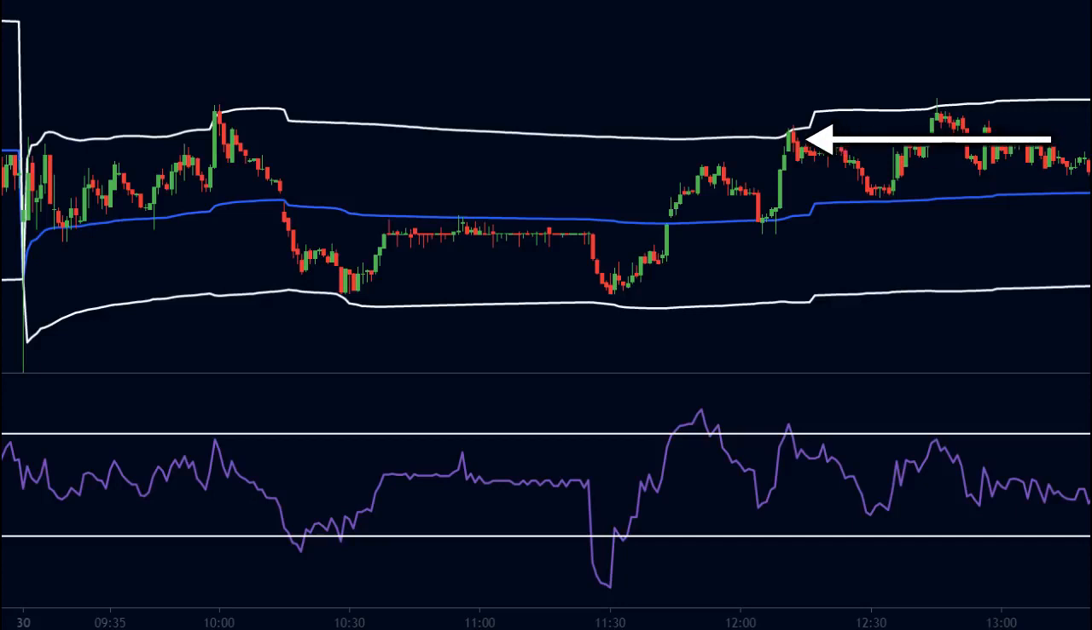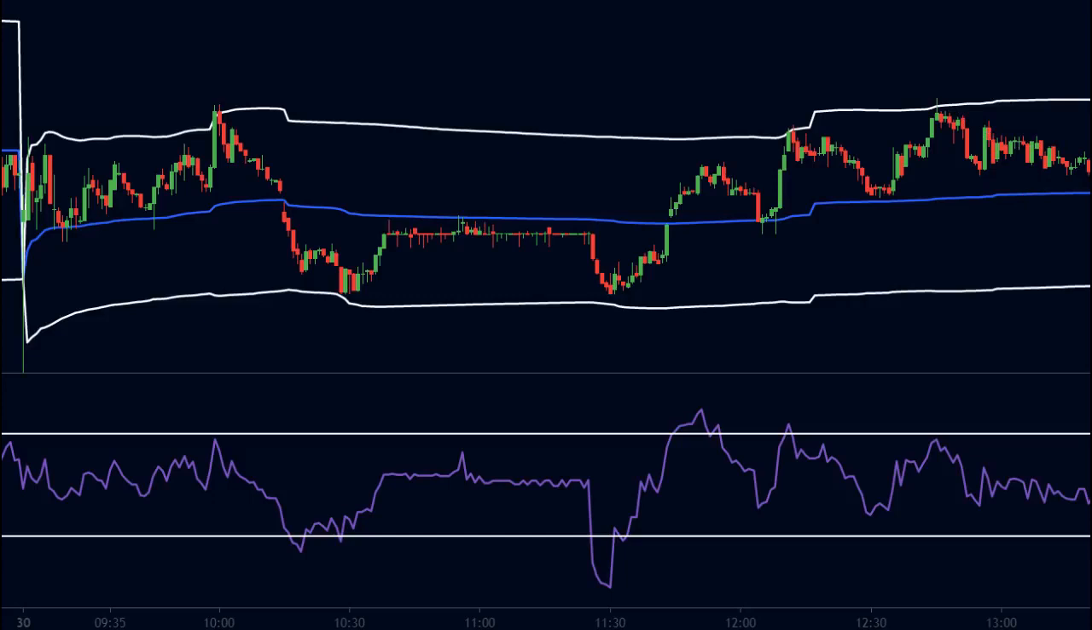Hence, we sell on this candle. We keep our stop loss above the upper band and we place our targets at the Vwap. And as you can see, we made profits on this trade as well. So this is how you trade the Vwap in a sideways market.